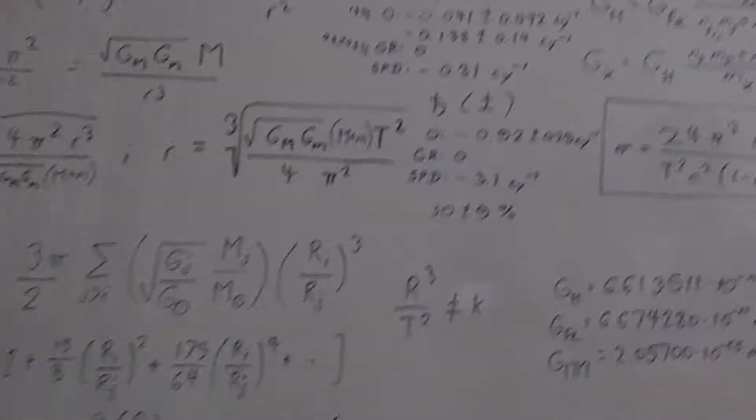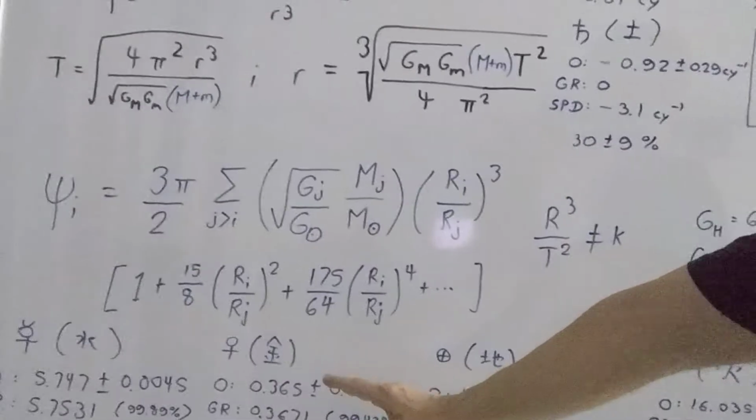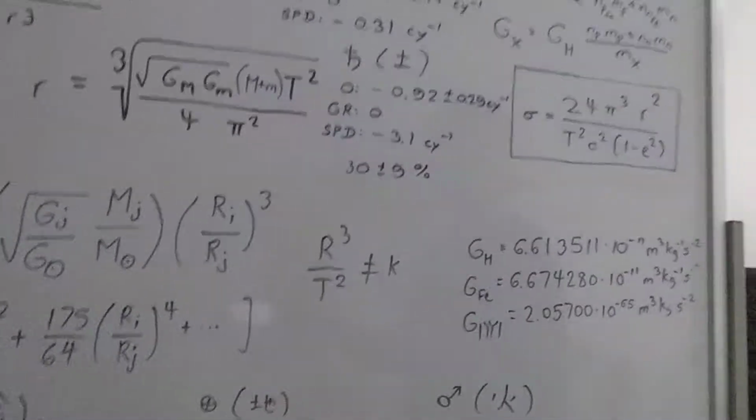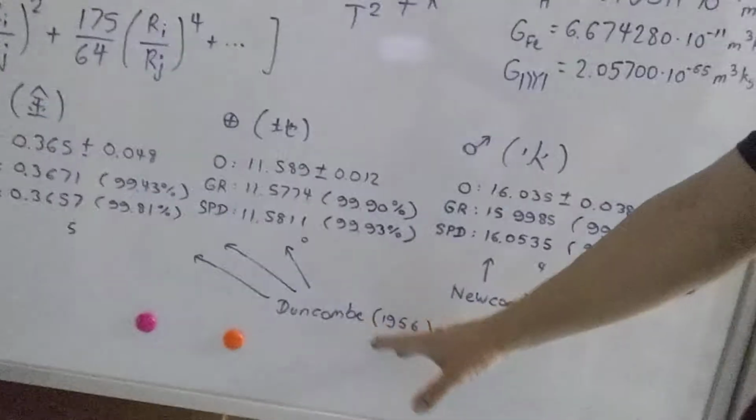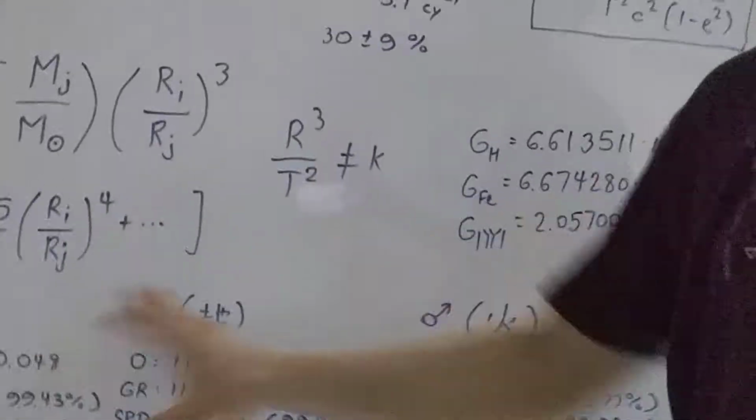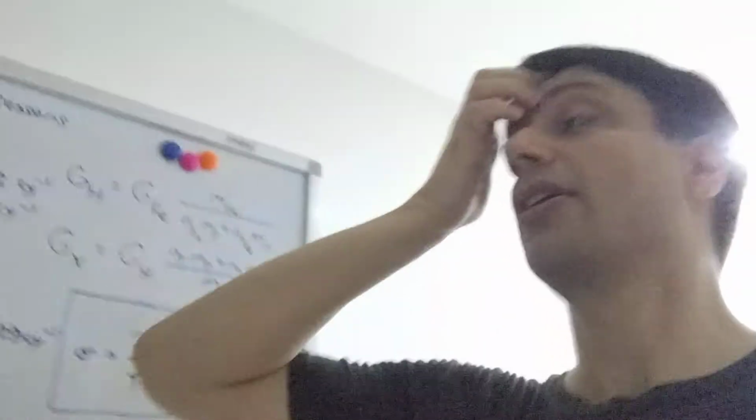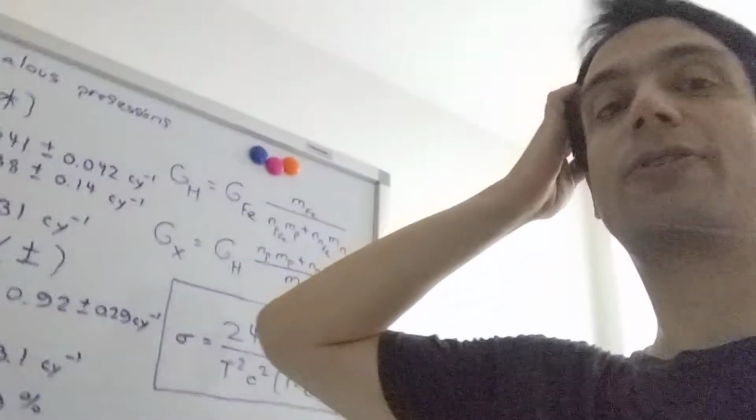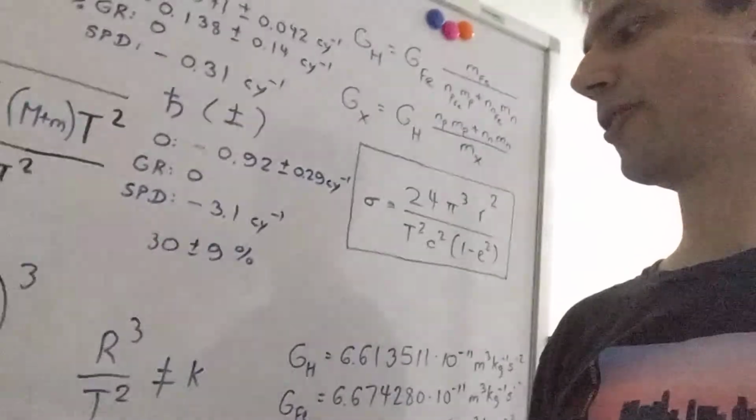But this data here is objective. This is from Duncombe and here Newcomb. Duncombe didn't publish a value for Mars, so we have to take Newcomb. And so these are independent measurements, whereas the modern values are usually not measured but derived from computer simulations.